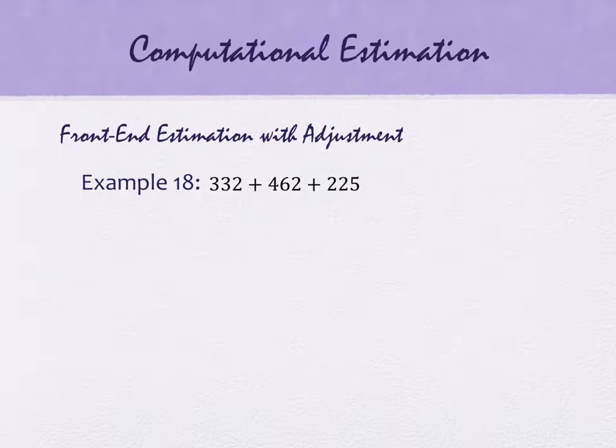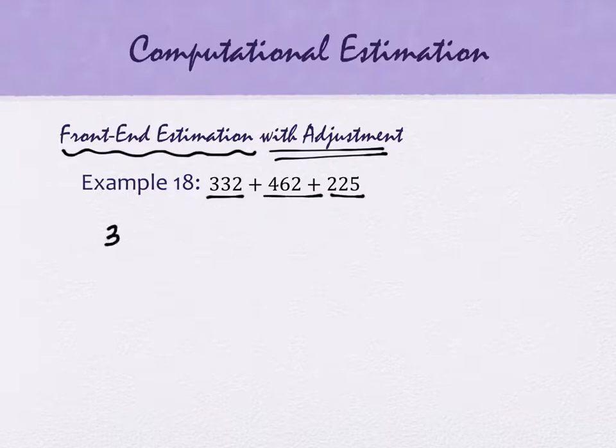So our first example of this is going to be one that you may or may not have seen. It's called front-end estimation with adjustment, and that phrase "with adjustment" is really important. But let's start with the front-end estimation part. Front-end estimation means taking each of our values, keeping only the first digit, like the 3, and then zeroing everything else out. So 332 becomes 300, 462 becomes 400, and 225 becomes 200. And if we add all of these together, we get 900.